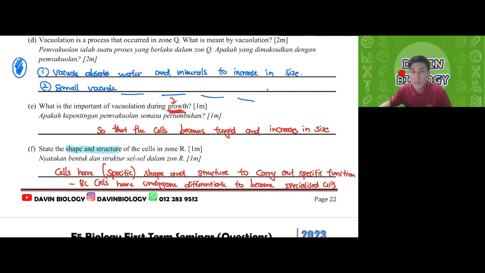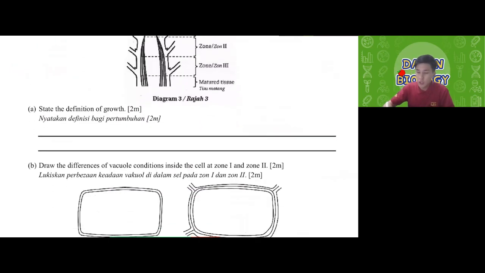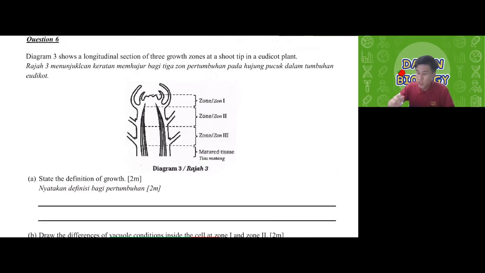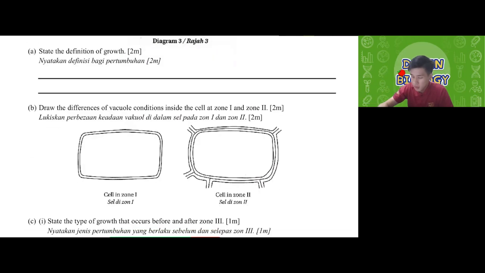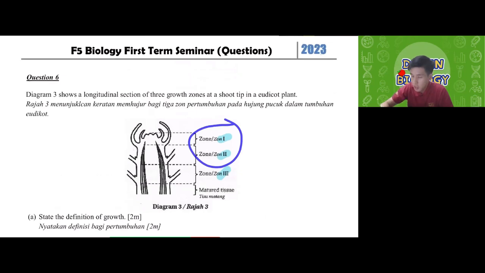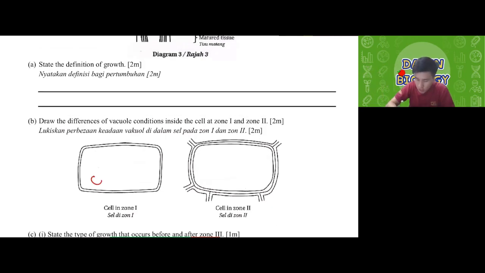Okay, this one we try another. Even though I've read this before with my students, I mention it once more because it's quite important. You can look at page 24 once you're done. This is the drawing one. Draw the difference of the vacuole in zone 1 and zone 2. Obviously, which vacuole is bigger? Of course, zone 2. So we draw the nucleus first. In zone 1, you're going to have many tiny vacuoles, and in zone 2, one large vacuole. That's how you draw.